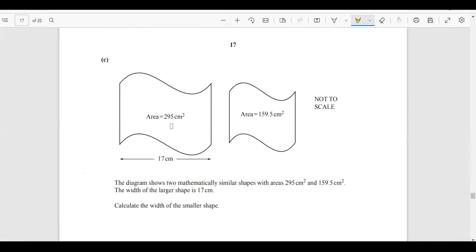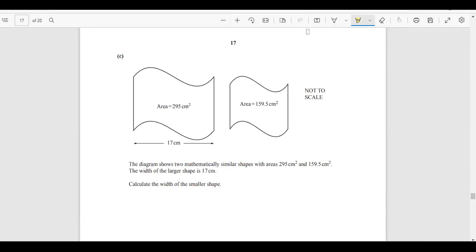The diagram shows two mathematically similar shapes with areas 295 and 159.5. The width of the larger shape is 17 centimeters. Calculate the width of the smaller shape. Now they have told you that the two diagrams are mathematically similar. So we know whenever anything is mathematically similar, we can talk about the ratios. So what do we have?